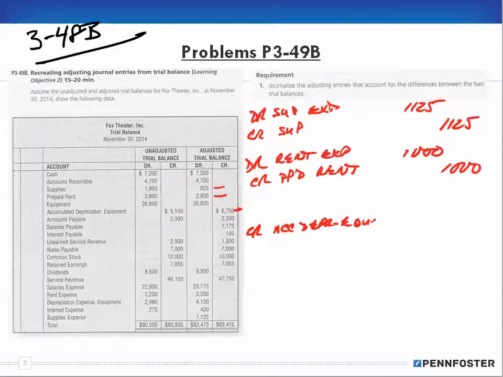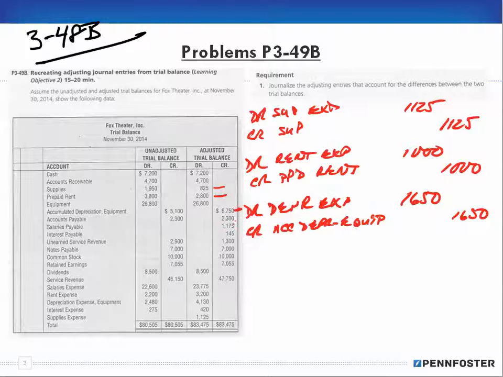equipment for the difference between the two, and that amount is, let's see, 6,750 less 5,100 is 1,650. So I credit accumulated depreciation by 1,650 because I'm increasing it, so I'm increasing on the credit side, and I have to debit something else. Well, the matching side for depreciation is depreciation expense. So I debit depreciation expense for 1,650.